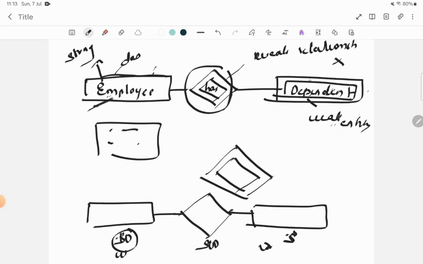So that was about the relationship and the types of relationship. Next I'll be talking about participation, like how many entities are involved in how many relationships.